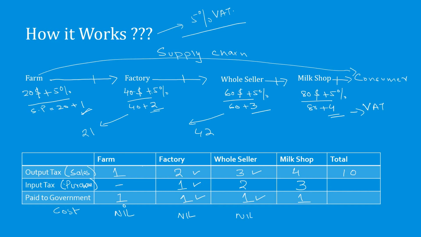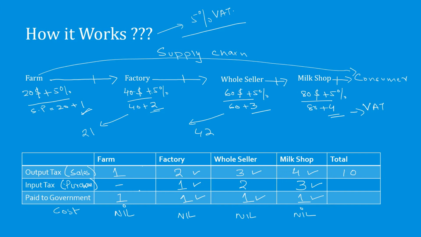So what is the cost? Nil. Shop collected $4, paid $3 to the wholesaler and paid the balance $1 to the government. How much is the cost? Nil. So a very, very important point is established here. The cost of value added tax to business is nil, nil, nil.